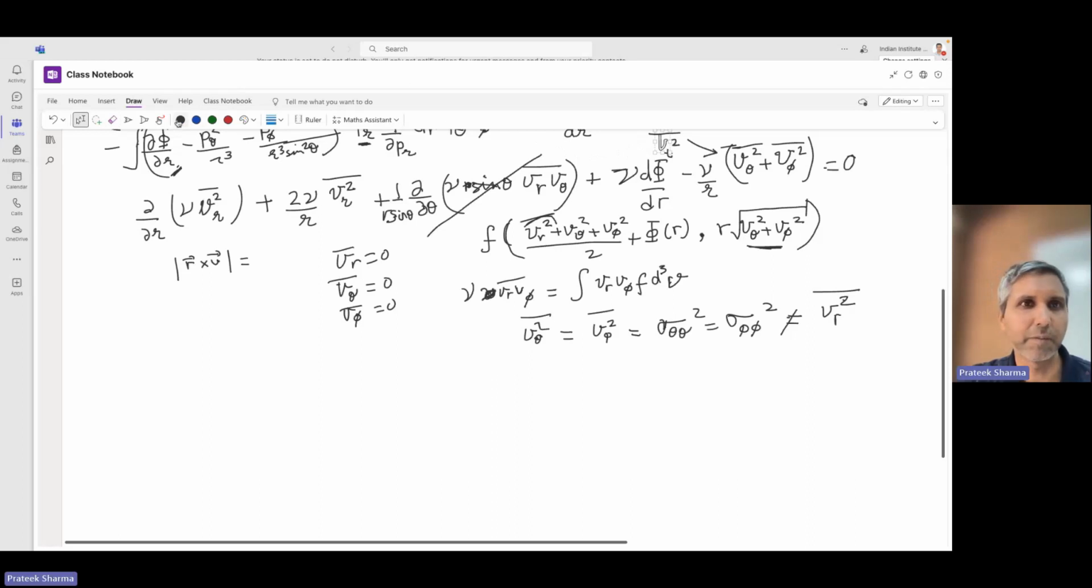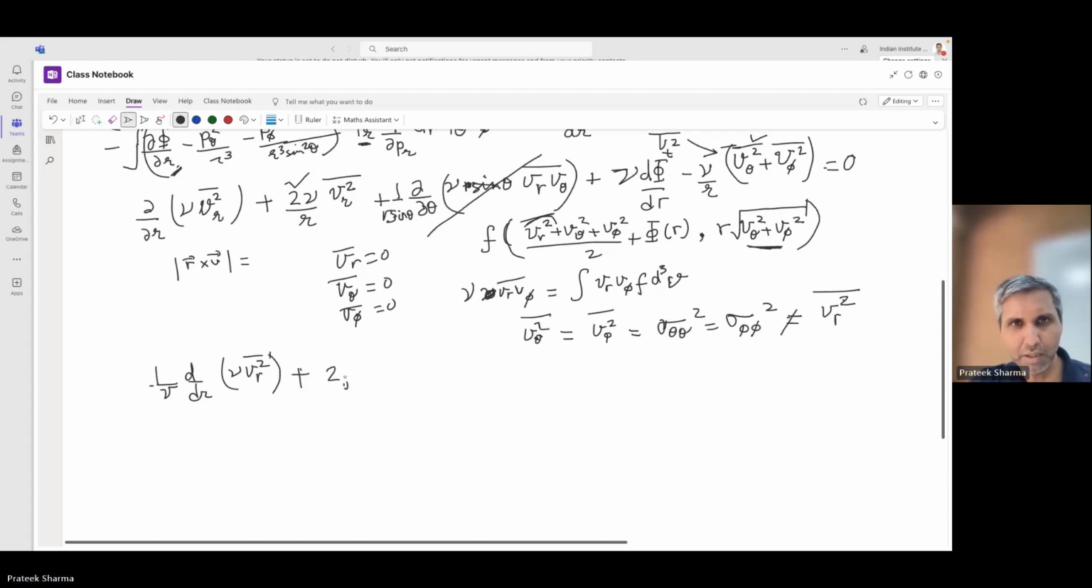Okay. So what do we have? What we have now is 1 by nu d dr of nu vr squared. I mean, this is just sigma r squared to this plus. So now I'll actually combine this term and these terms, because they have the same nu by r type of thing. So plus twice beta times vr squared bar by r is equal to minus d phi by dr.